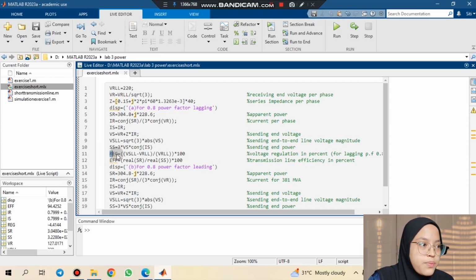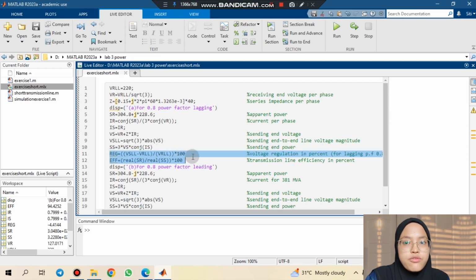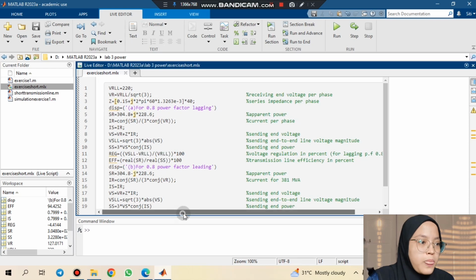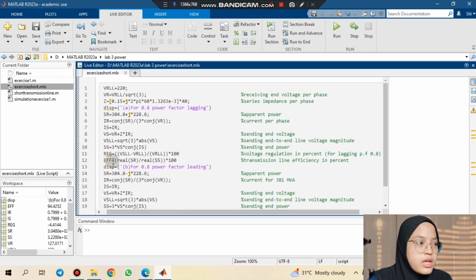So this is the part where we want to calculate in this execution of MATLAB coding, which is the regulation, REG, voltage regulation in percentage, and also the efficiency of transmission line also in percentage.